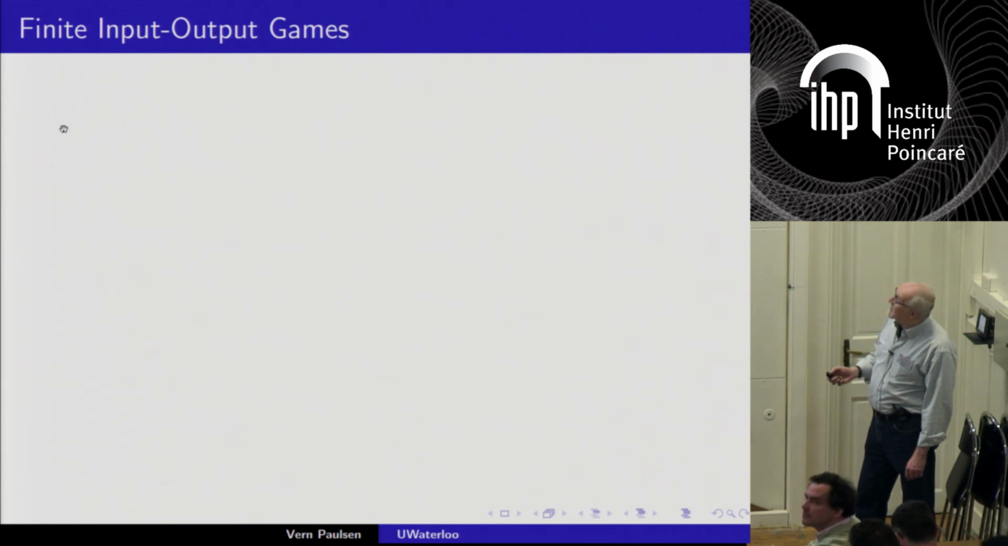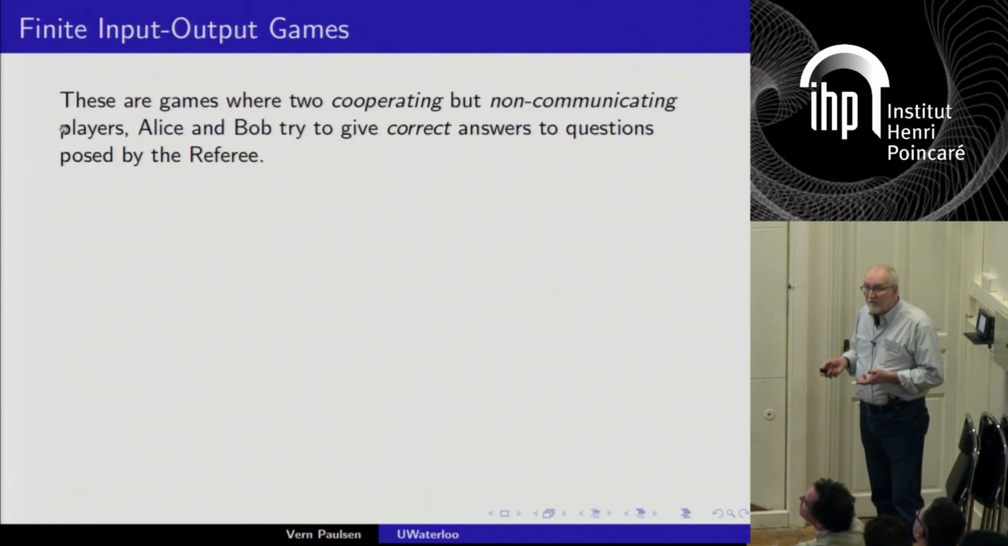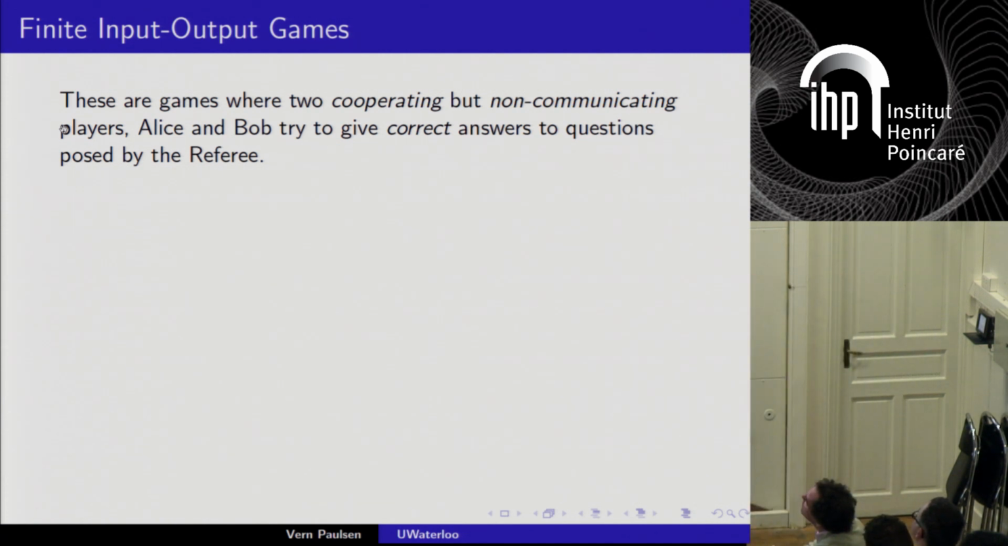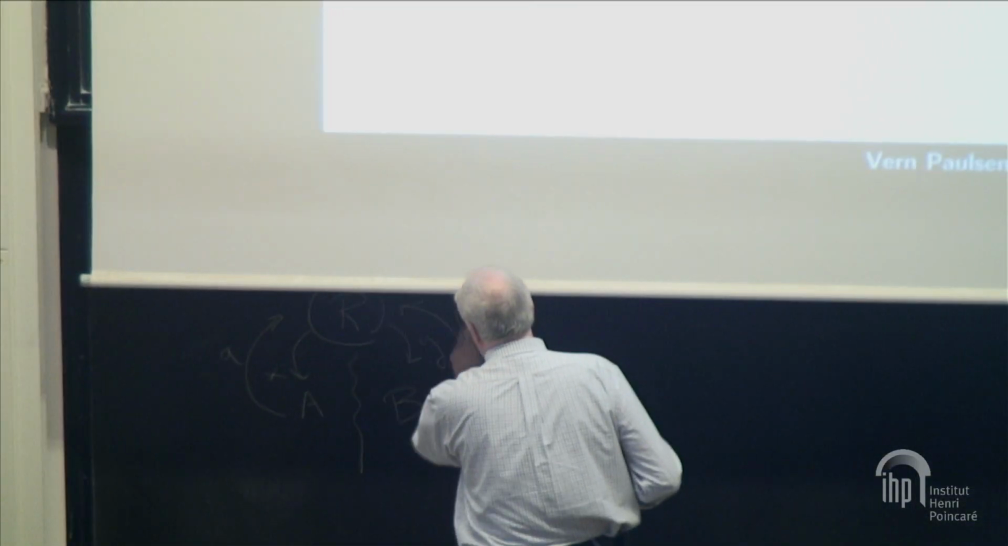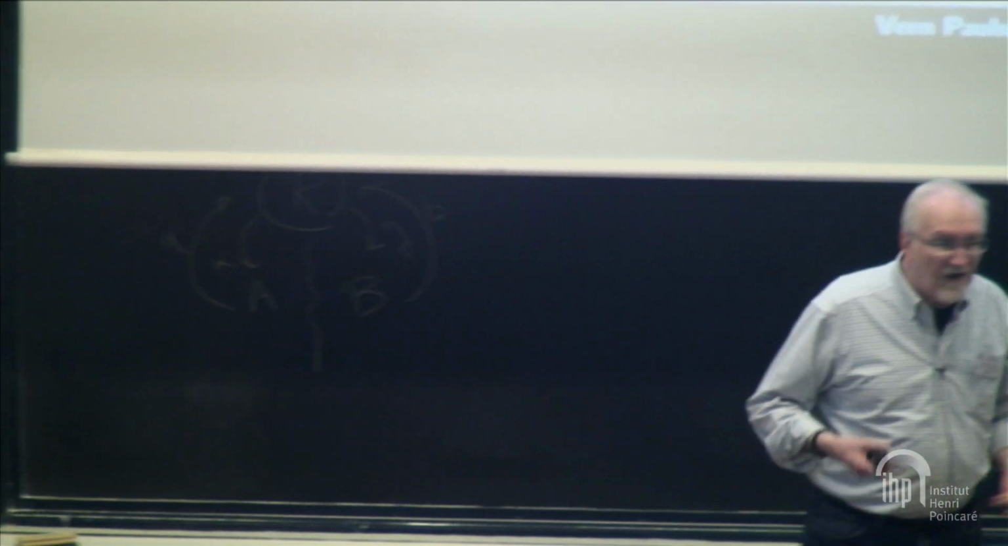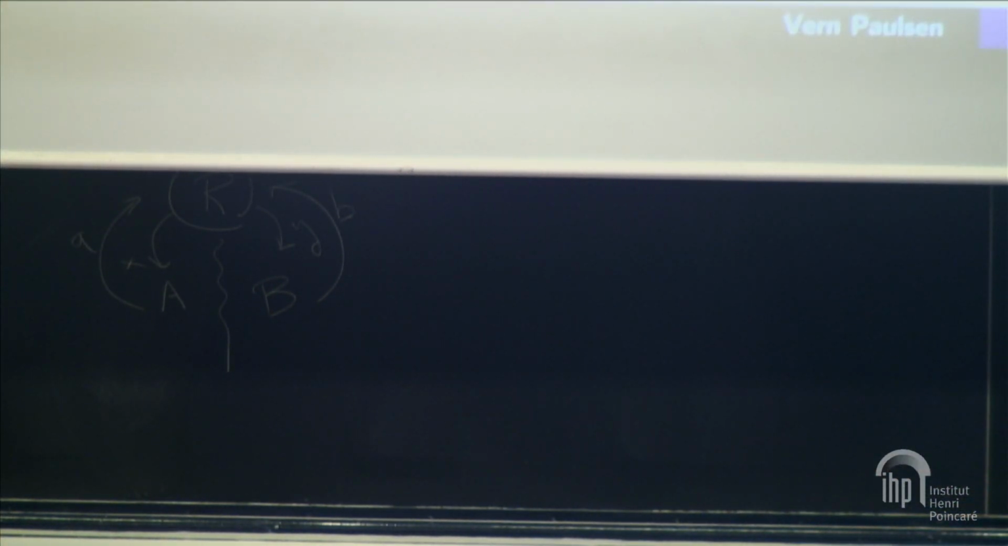Okay, so first, finite input-output games. These are games where you have two cooperating players. I'd like to draw the little picture. Sometimes it helps. The thing to remember is that Alice and Bob are not playing against each other. They're playing against the referee. So you have Alice, Bob, and a referee. The referee is going to pose questions to Alice and Bob, and then they're going to give answers. And the referee's either going to like the answers he got to the questions, or he's not going to like the answers he got to the questions.